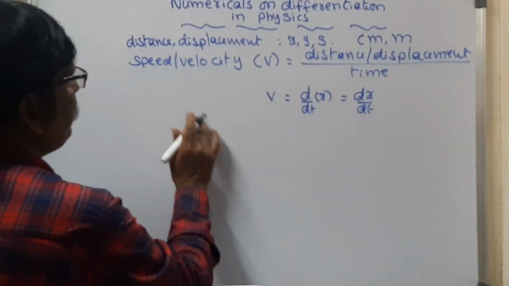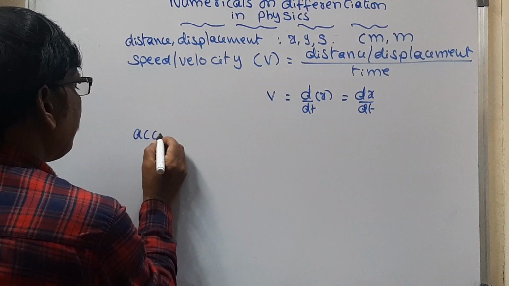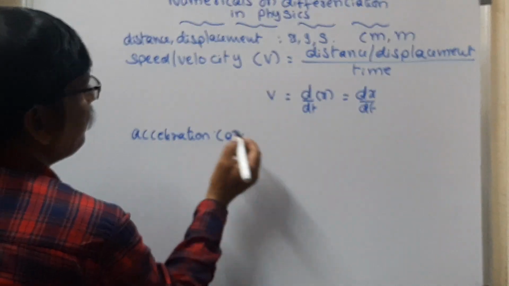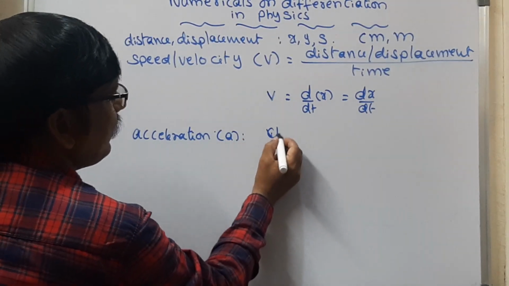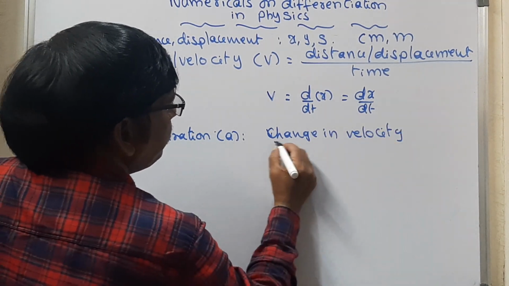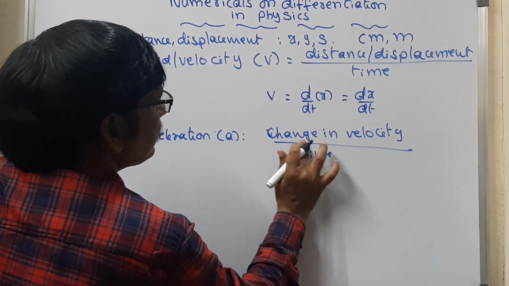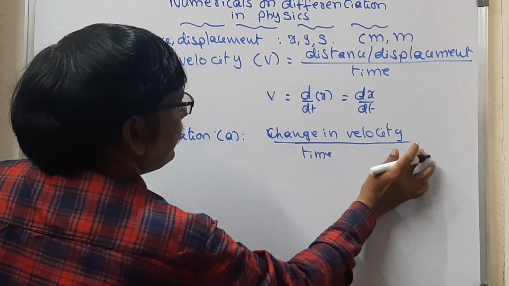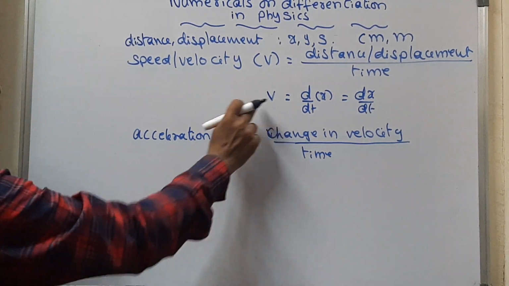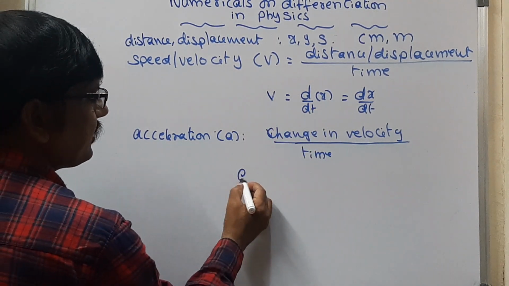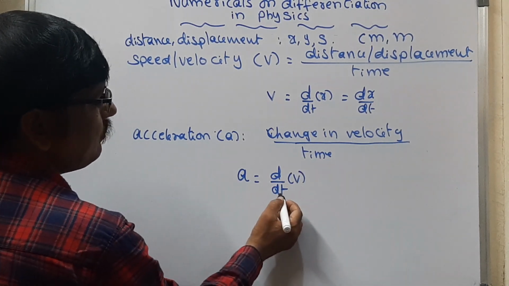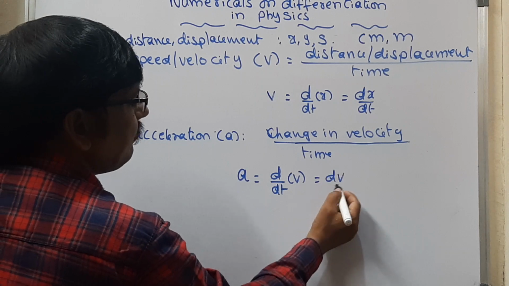The next one is acceleration. What is the formula for acceleration? Acceleration is represented with the letter a, and it is change in velocity by time taken. In terms of differentiation, we differentiate the velocity with respect to time to get acceleration. That can be written as a is equal to dv by dt.